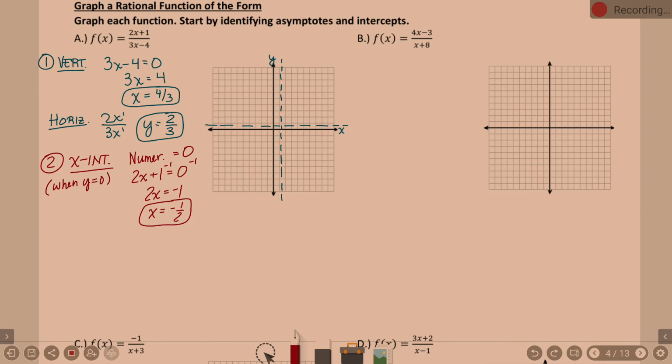Now, we said that this was going to be our x-intercept. If you prefer an ordered pair, an x-intercept of negative 1/2 is negative 1/2 comma 0, if you prefer to express it like that. I also want to find a y-intercept.